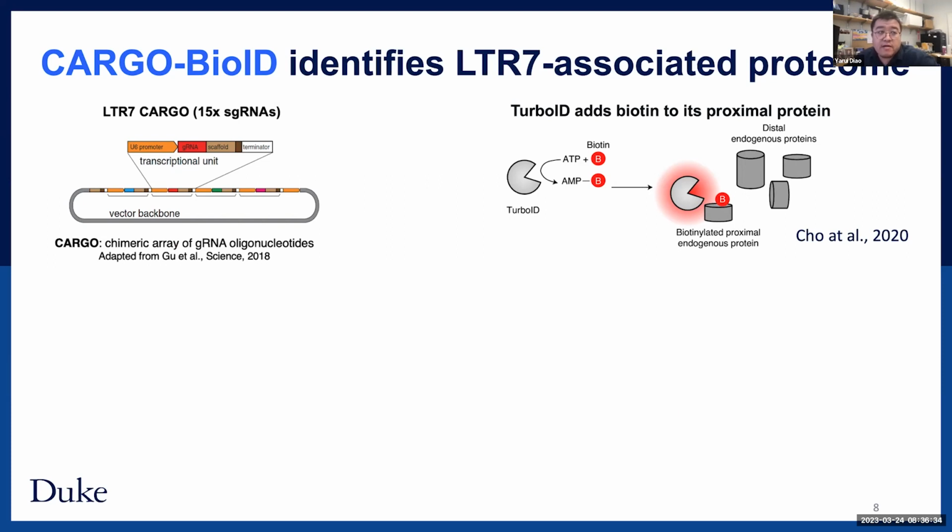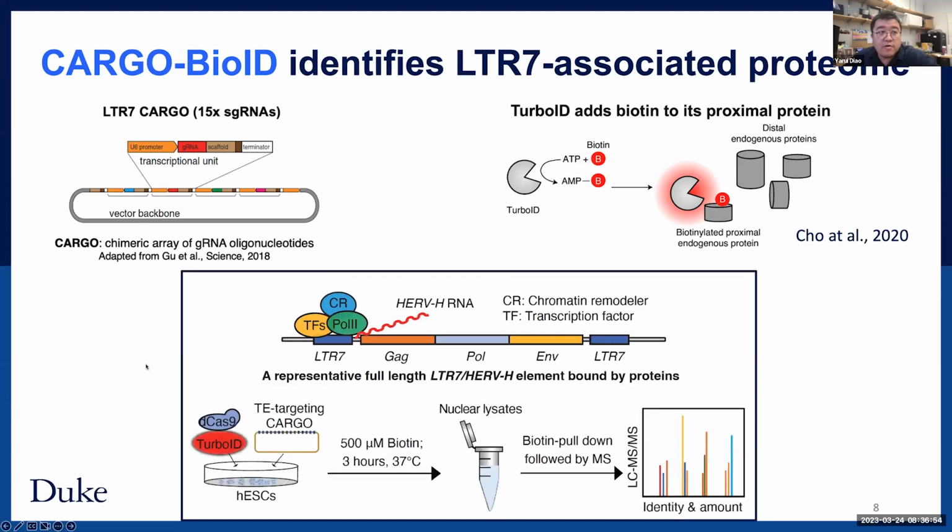So we designed 15 guide RNAs to target the conserved sequence of all LTR7 sequences. And we also fused the dead Cas9 with a protein called TurboID. TurboID is actually a biotin ligase. It can biotinylate the proteins that are spatially proximal to the TurboID bait. And the idea of CARGO-BioID is that we can generate the fusion protein dCas9-TurboID and co-express dCas9-TurboID with a CARGO construct that targets LTR7 sequences.